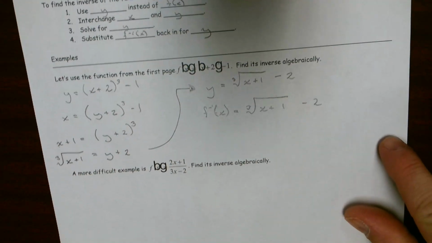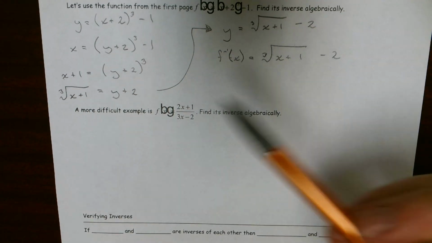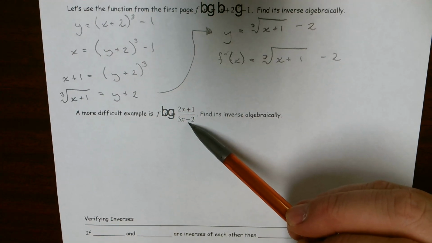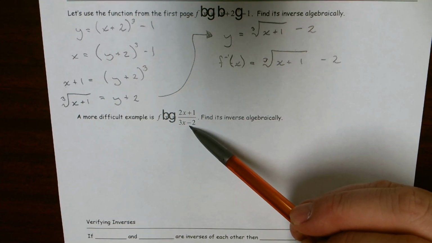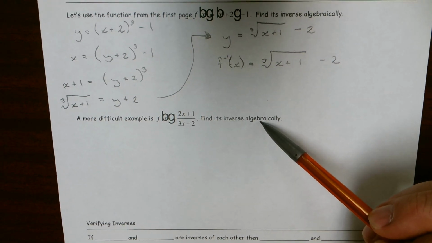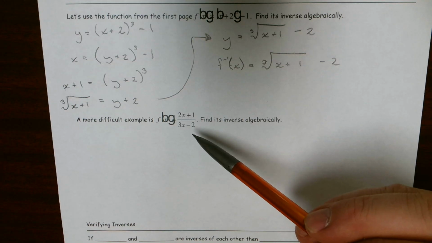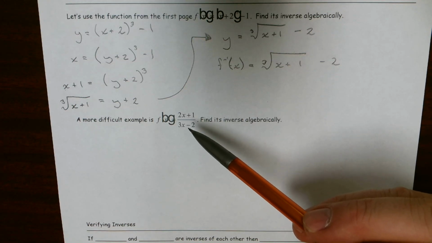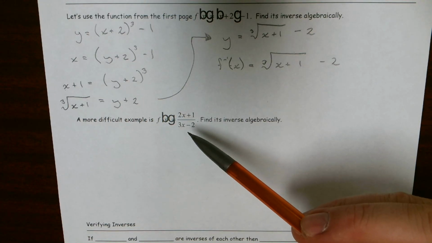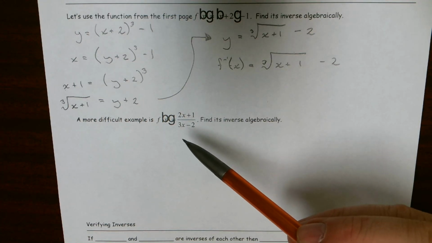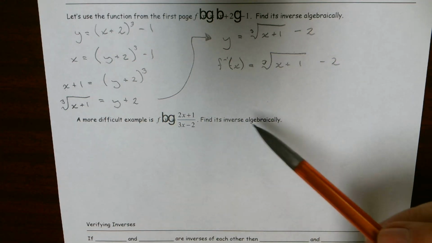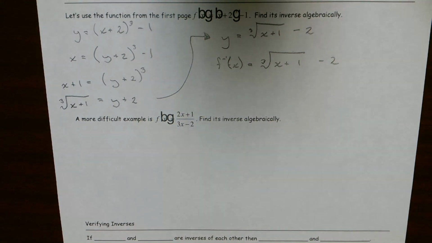So what I want you guys to do right now is take this function f of x equals 2x plus 1 over 3x minus 2 and see if you can switch the x and y, solve for y, and find the inverse algebraically. Okay, I will just do a quick reminder that to solve, you're going to want to multiply by a denominator at some point, and you're going to need to factor something out at some point. So give it a shot, see if you can find the inverse algebraically of this function.